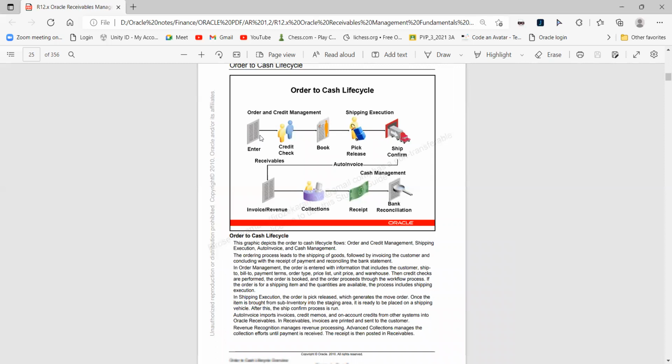Balaji, do you have any clue? What are you entering? Items you want to order. What is the term I told? Sales order. Good. So you are entering a sales order in the order management module.